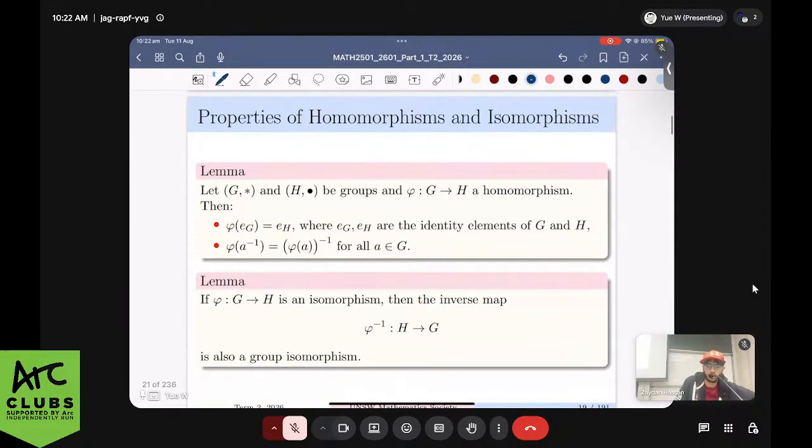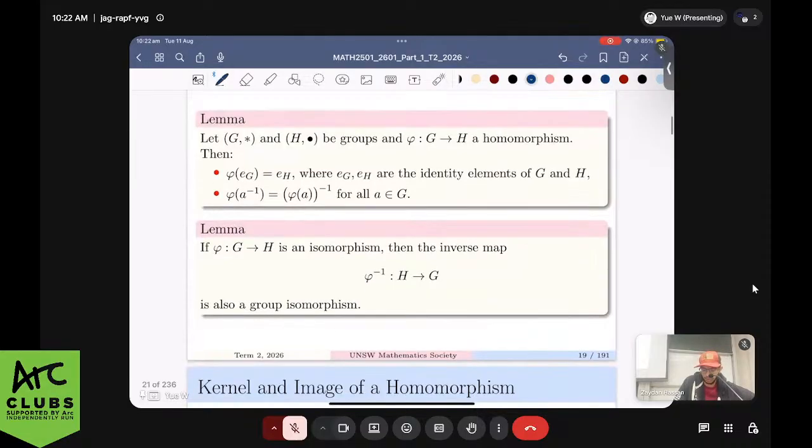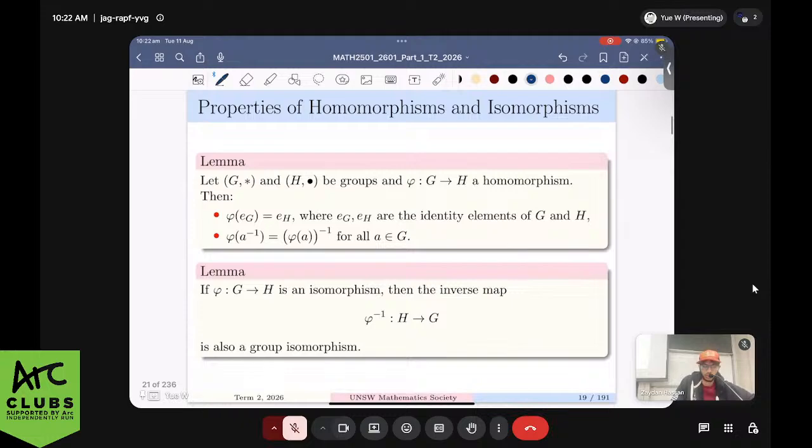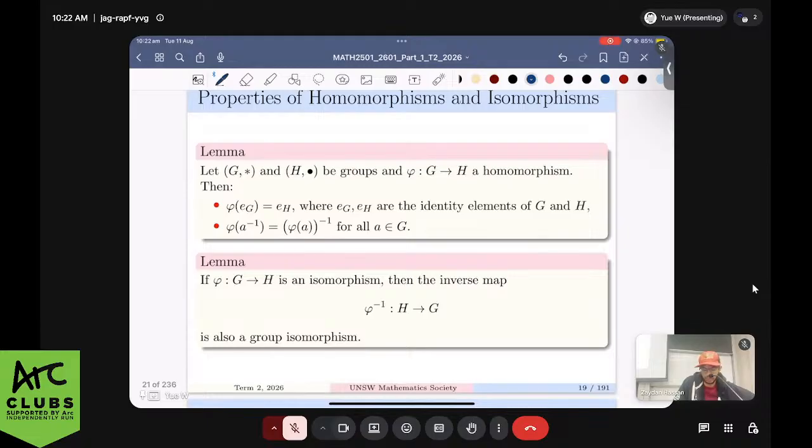There are some properties of homomorphisms you need to know. Any homomorphism will map the identity of the first group to the identity of the codomain group. So phi of e_G is e_H. And also it works nicely with inverses. Phi of A inverse equals phi of A, inverse. So if you have an isomorphism, the inverse of it is also an isomorphism. And well, the inverse is also going to be invertible, obviously, and you can check it will also be a group homomorphism.